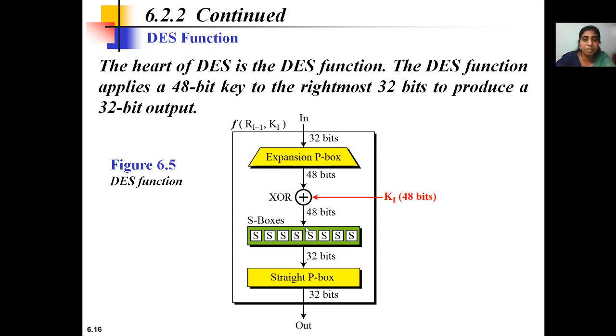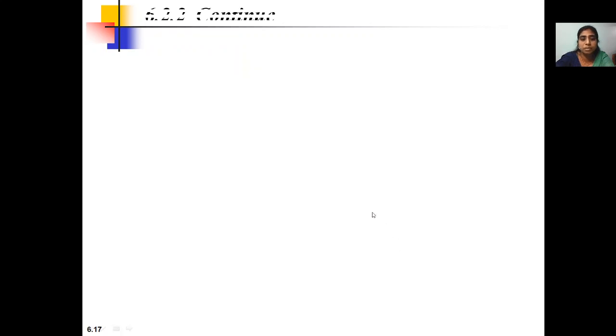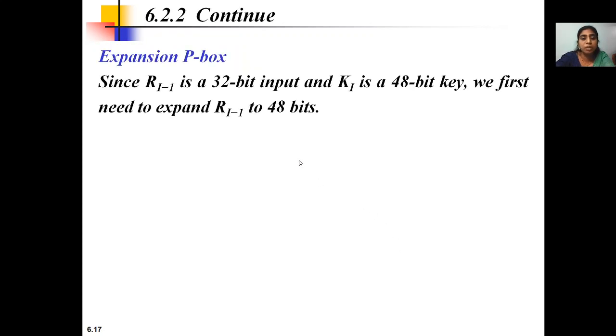Then these 48 bits are given to S boxes, and from the S boxes we get a 32 bit output. From the 32 bits we again place it into the P box or permutation box and do the transpose. Then we get output as 32 bits. These output bits are again given to the XOR with the left side bits. So we are going to see here each operation that is performed in the round function.